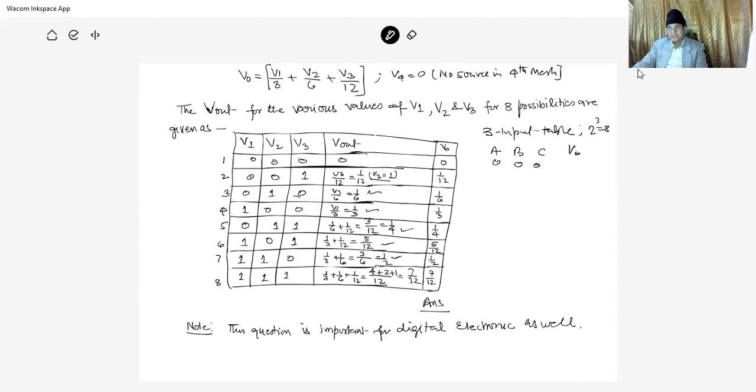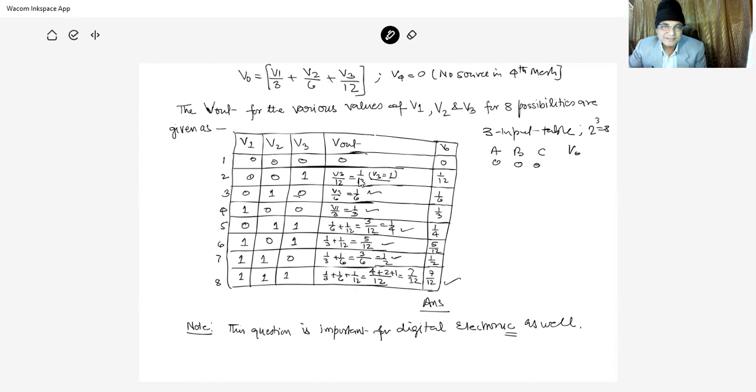And the last possibility is all the inputs are 1, 1, 1. So 1 by 3 plus 1 by 6 plus 1 by 12, so it is 7 by 12. So these are the 8 outputs. This question is again important for digital electronics as well. This network is a unique network. So basically, where do we use this kind of network? In electronic circuits we are doing this kind of job, and this is all about your T-pi network and equivalent part.